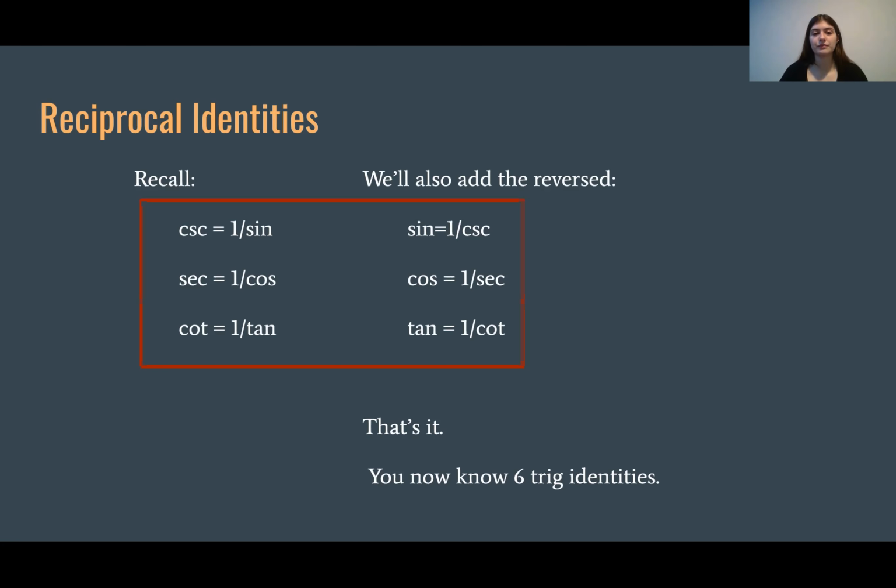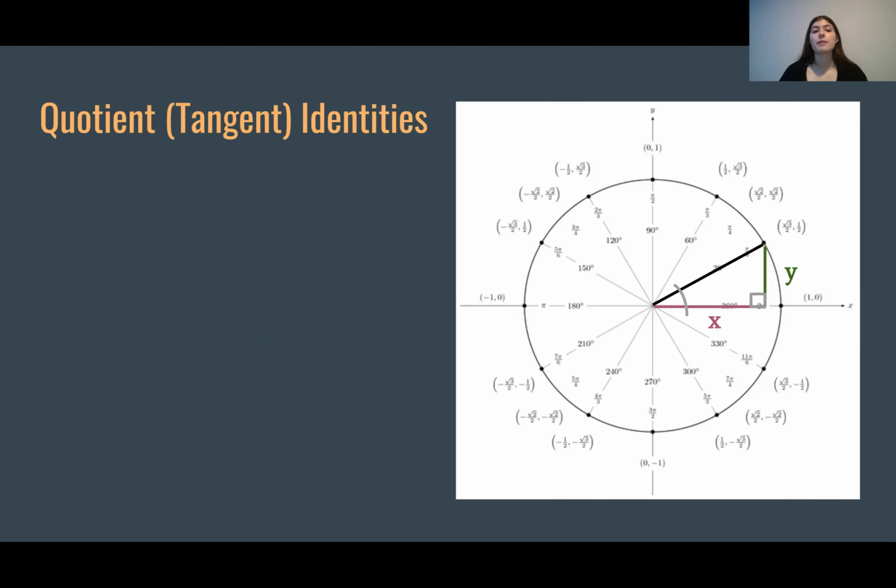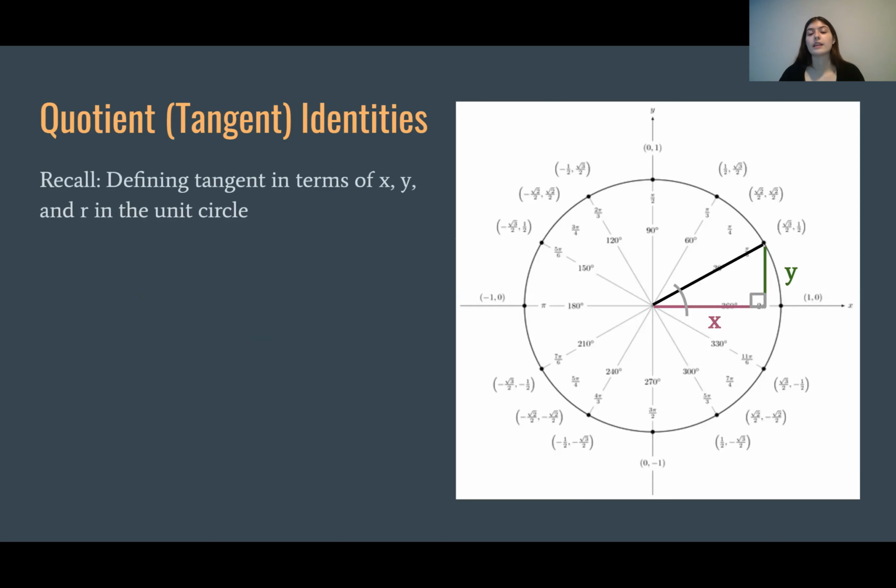Let's keep going. Now we're going to be talking about number 2. This is the quotient identity, also called the tangent identity. To understand this identity, we actually talked about it before, but just to recap, we're going to be taking a look at the unit circle, and we're going to be defining sine and cosine, and then also tangent in terms of x, y, and r in the unit circle.